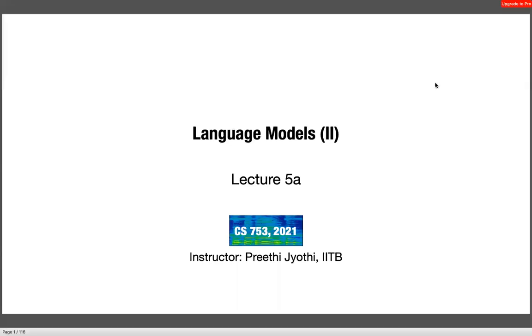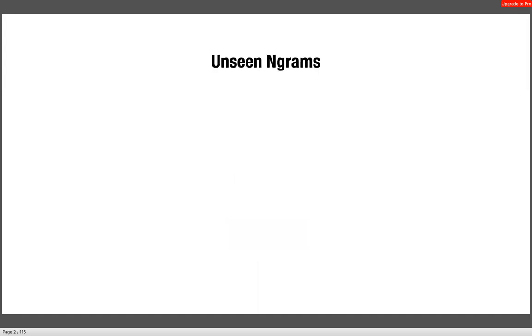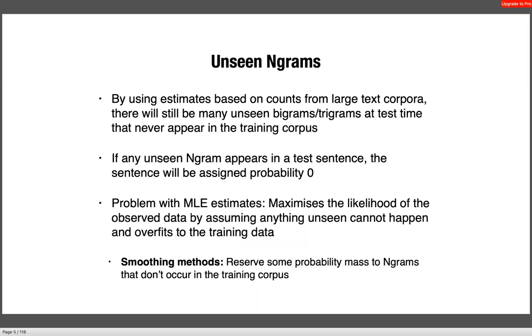In this module, we're going to continue the previous lecture on language models, and we're going to cover specifically some more sophisticated smoothing schemes and discounting schemes for Ngram language models. So this is a recap from the previous module. So we had looked at this challenge of unseen Ngrams.